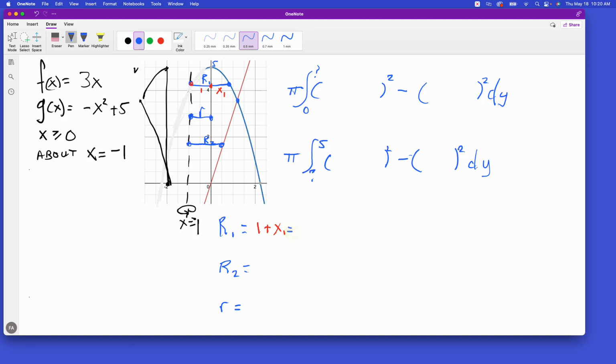But remember, our equation has to be in terms of y because we've already defined this to be dy. So x1 in this instance corresponds to that parabola. So this is 1 plus negative x squared plus 5, which means that R1 is equal to negative x squared plus 6. Now, that happens to be the upper section of this shape here, this solid, which means that this is going from something up to 5. So there's negative x squared plus 6.